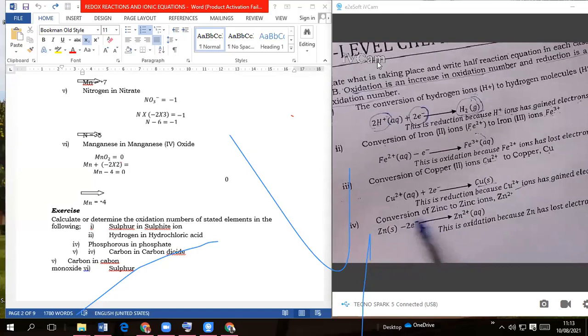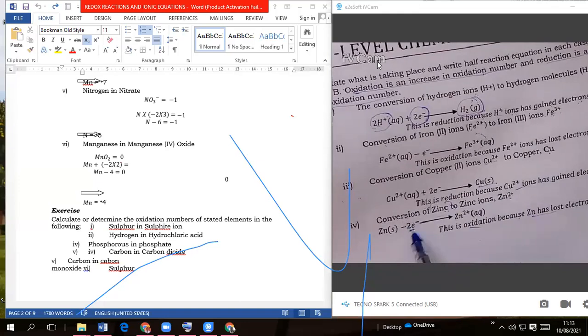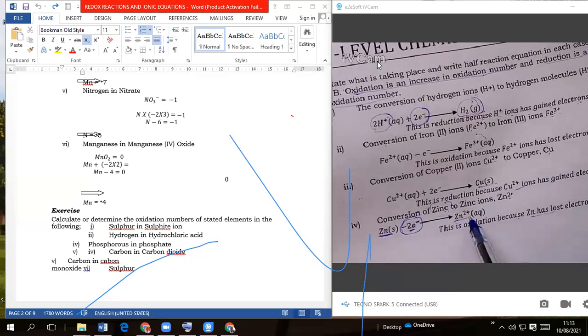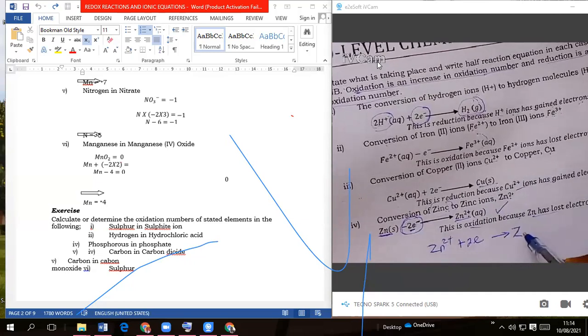Finally here, for conversion of zinc to zinc 2 ions. If zinc is a solid, it loses the 2 electrons to become zinc 2 ions. Then we shall form an oxidation reaction because zinc has lost the 2 electrons. So the zinc loses 2 electrons, they are negative 2 electrons, to become zinc 2 ions. That one is okay. Now, if the zinc 2 ions gain the 2 electrons, it becomes zinc solid.